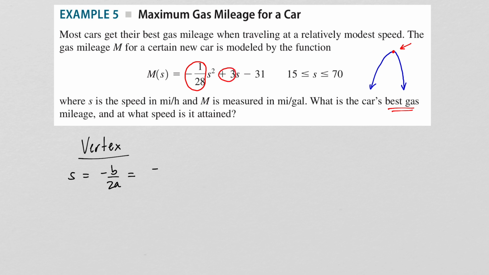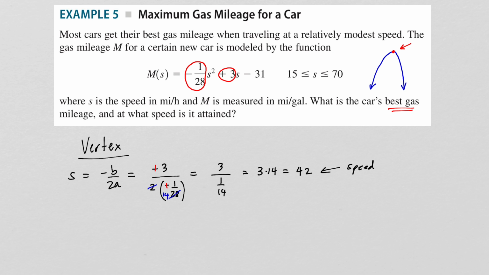So when we plug this in, we get negative 3 divided by 2 times negative 1 over 28. These negatives are going to cancel out, and we're going to end up with 3 divided by 1/14. So keep in mind the 2 goes into 28 there 14 times. And this becomes 3 times 14, which is equal to 42. So we're going to get the best gas mileage at a speed of 42 miles per hour.